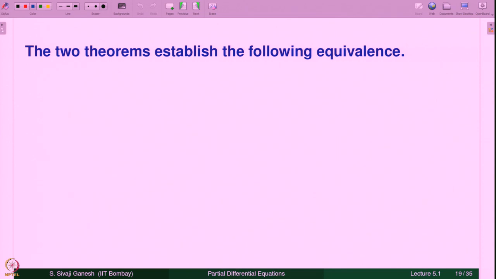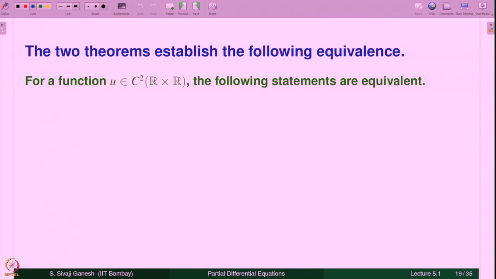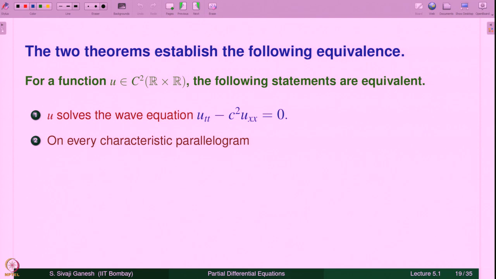So, the two theorems establish the following equivalence. For a function which is C2 of R cross R, in fact the same proof works with C2 of R cross (0, infinity), the following statements are equivalent. u solves the wave equation is the same as saying that on every characteristic parallelogram, u satisfies the parallelogram identity.